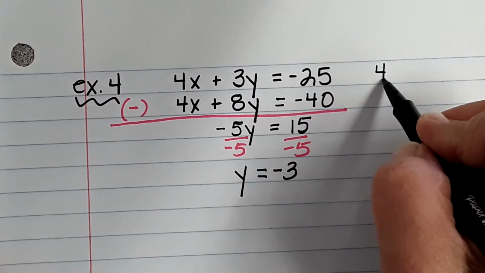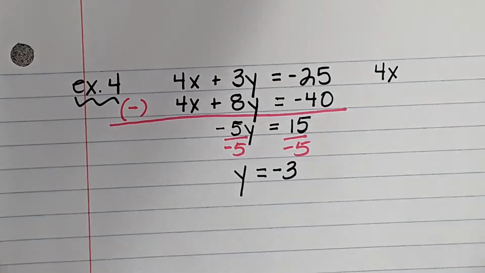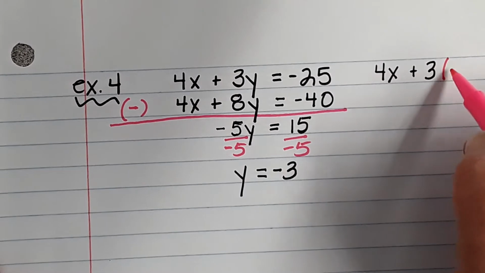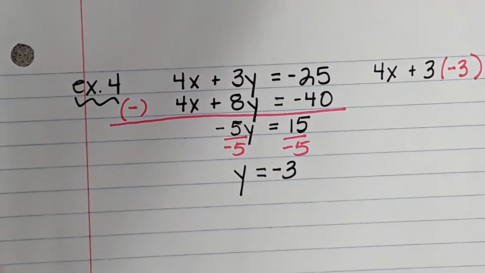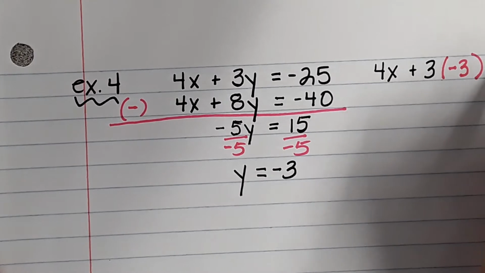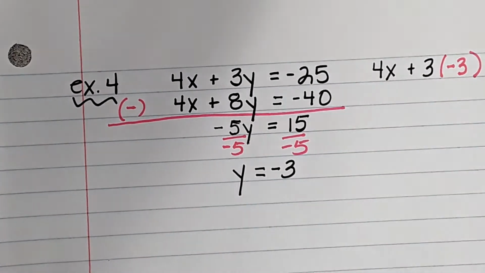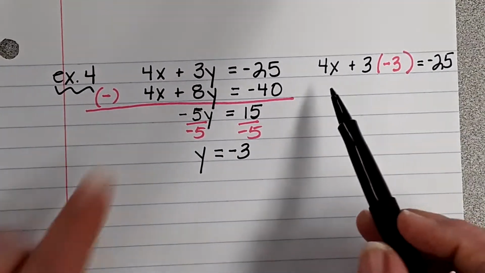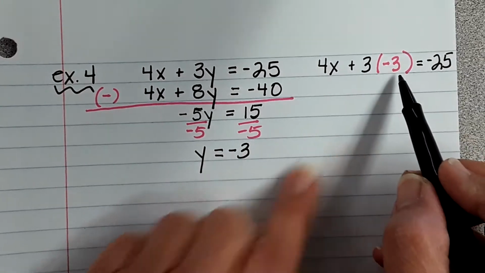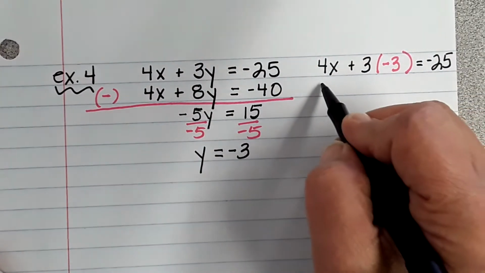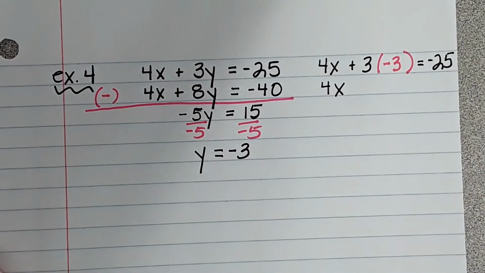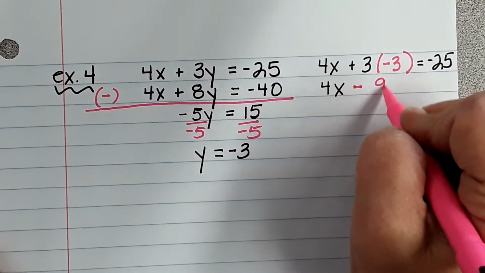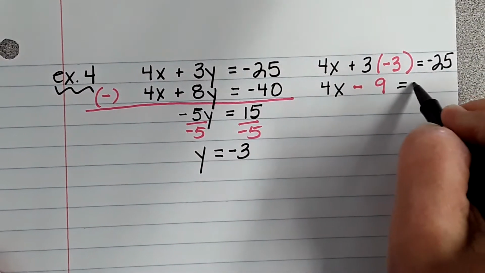So I'm going to write 4x because I didn't find x, plus 3. But instead of y, I'm going to write negative 3. Move it over a little bit. There. So 4x stayed the same. Plus 3 times negative 3 equals negative 25. So this becomes 4x. You guys, 3 times negative 3 is negative 9 equals negative 25.